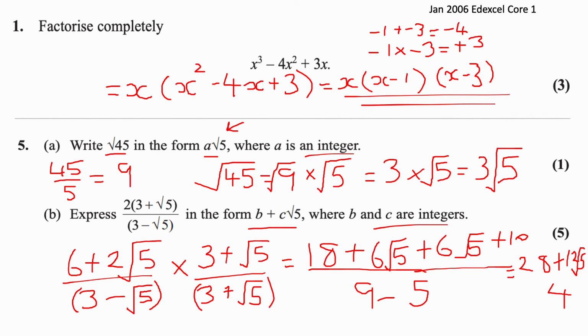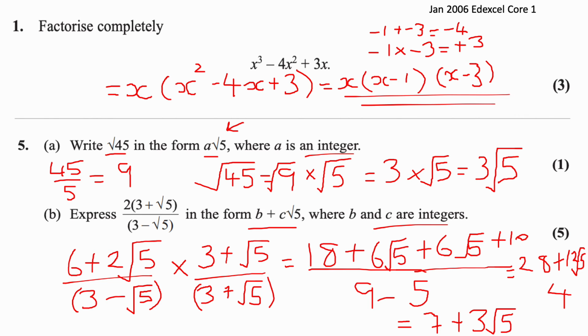I can now simplify this. 28 divided by 4 is 7, and 12 root 5 divided by 4 goes to 3 root 5. 12 divided by 4 is 3. So my final answer would be 7 plus 3 root 5.